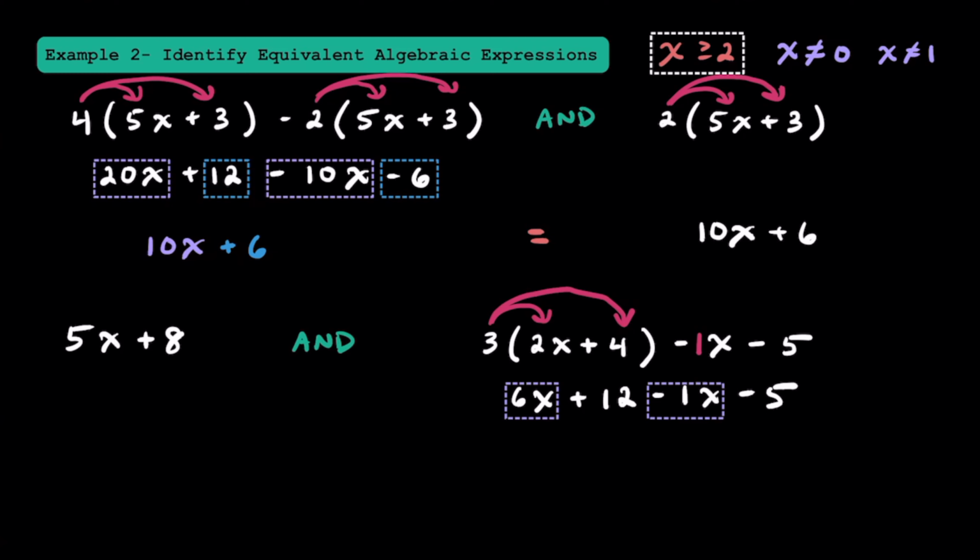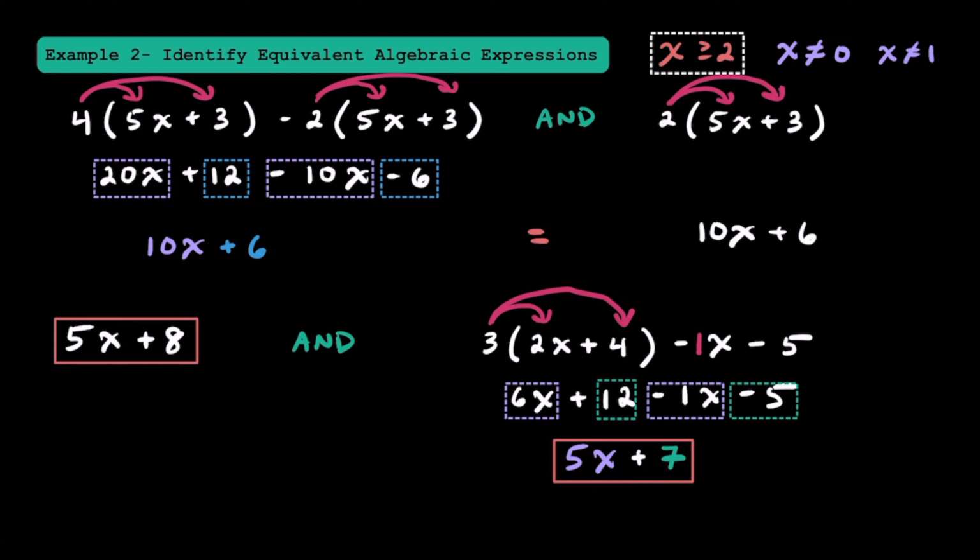This 6x and minus 1x can be combined to make a total of 5x, and this 12 and negative 5 are going to combine to make a positive 7. This is our final simplified expression to the right, and we'll compare that to the expression on the left. Hopefully at this point you can tell that these two expressions are not equivalent. 5x plus 8 can't possibly be equal to 5x plus 7.